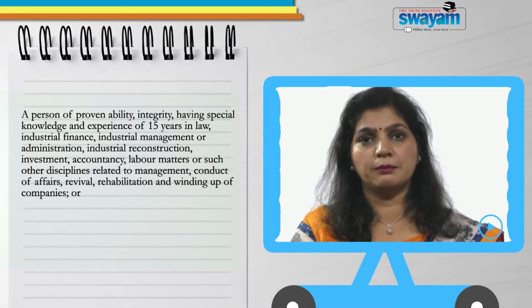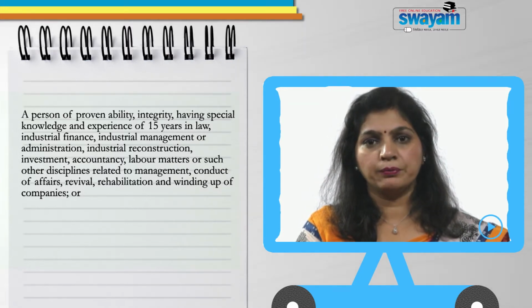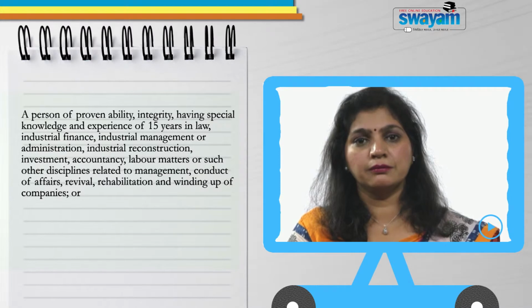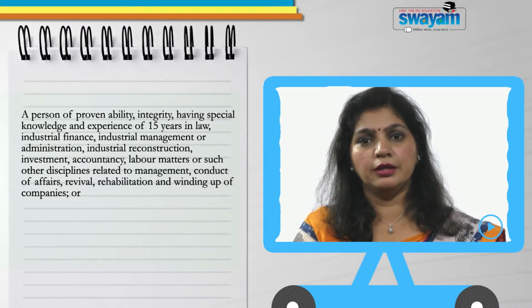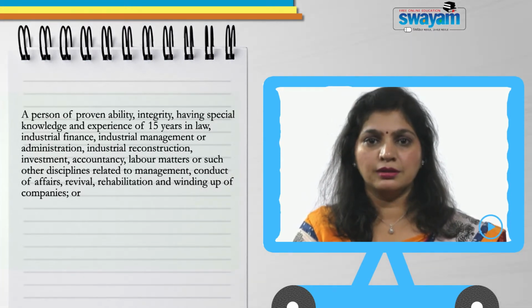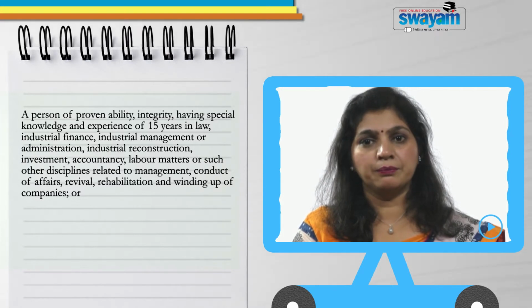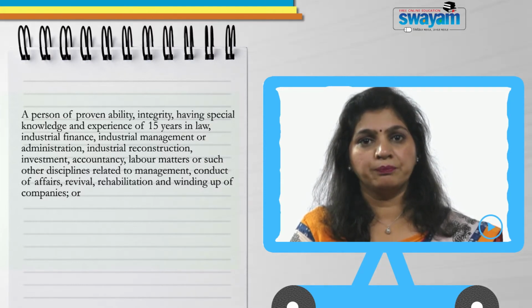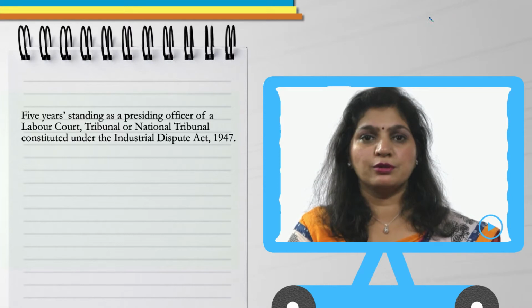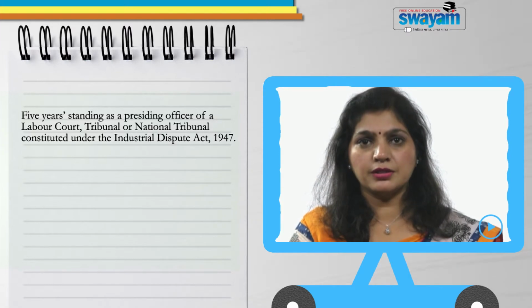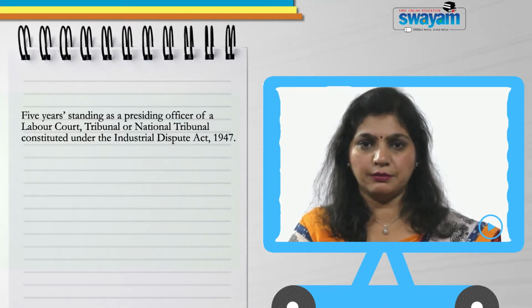He should be a person of proven ability, integrity, having special knowledge and experience of 15 years in law, industrial finance, industrial management or administration, industrial reconstruction, investment, accountancy, labor matters or such other disciplines related to the management, conduct of affairs, revival, rehabilitation and winding up of the companies, or 5 years standing as a presiding officer of a labor court tribunal or national tribunal constituted under the Industrial Disputes Act 1947.